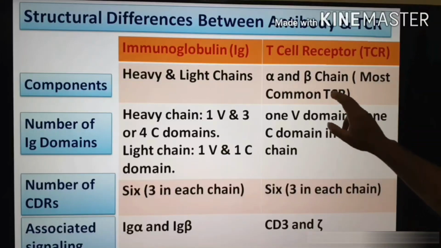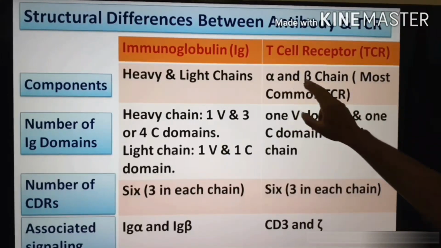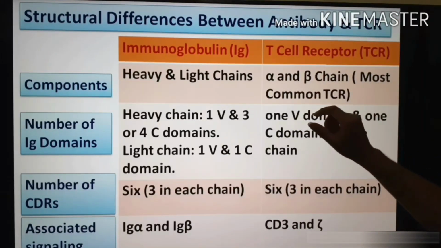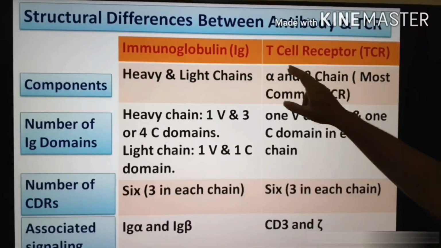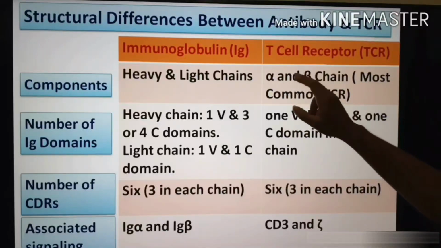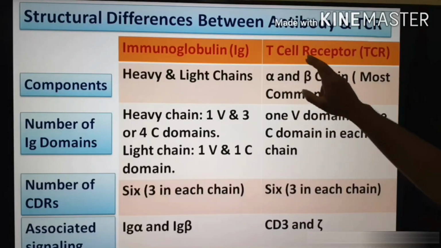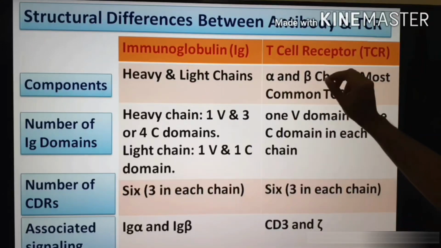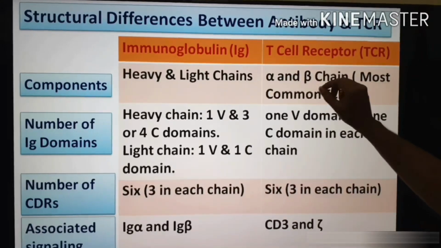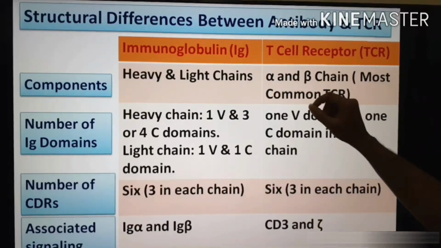T cell receptors are of two types called alpha beta, and there is another type of T cell that is very rare but also present, called gamma delta. Approximately 99.5% of T cell receptors are composed of alpha beta chains, so the T cell is called an alpha beta T cell. But there is a subtype of T cells called gamma delta T cells. They are very rare, 0.5%.